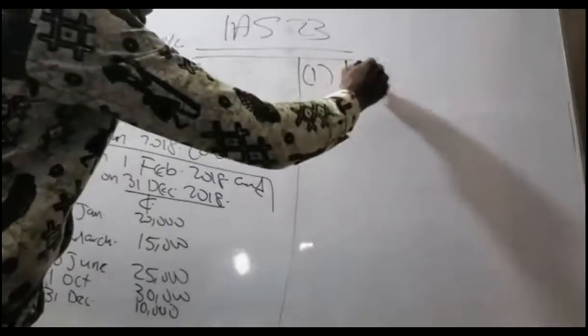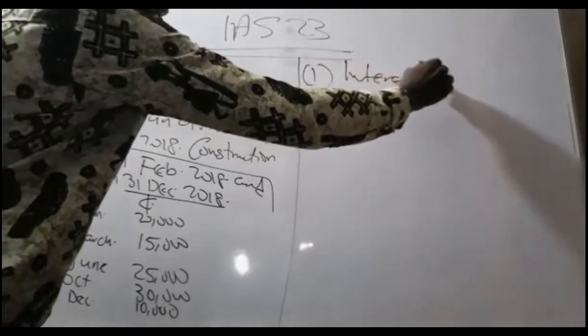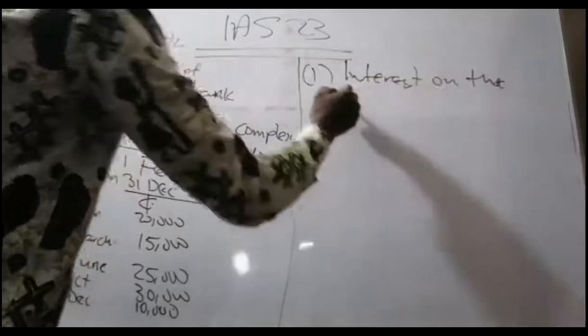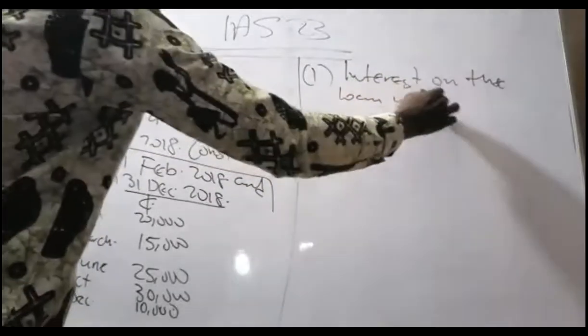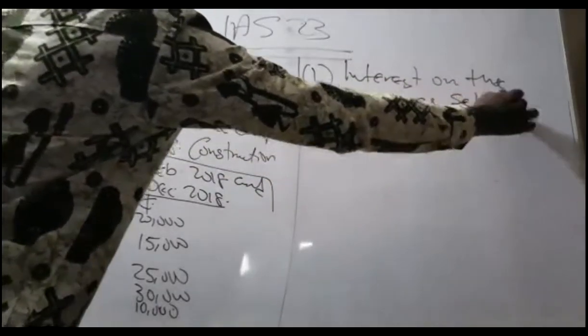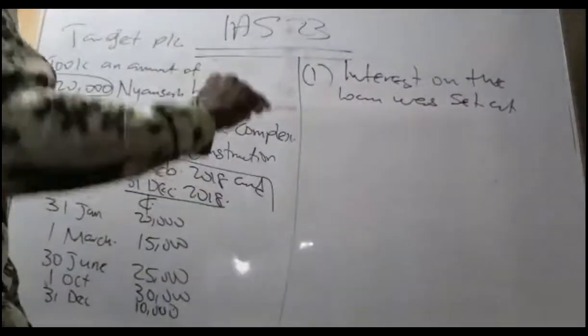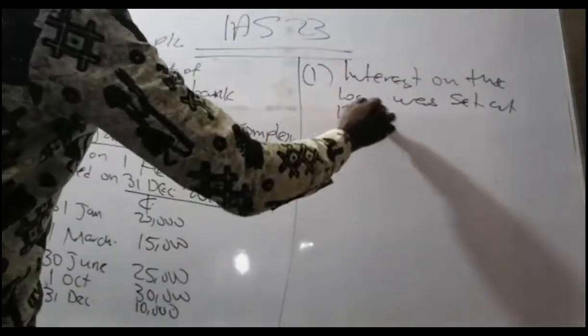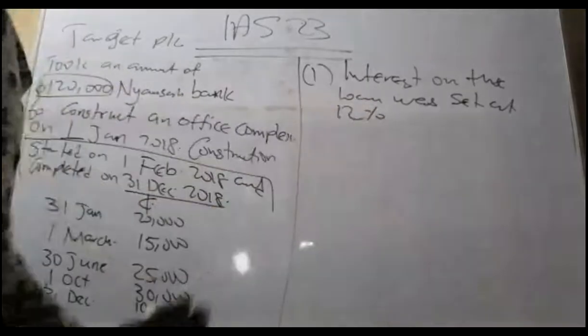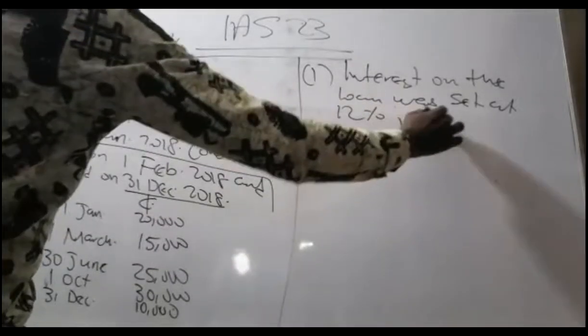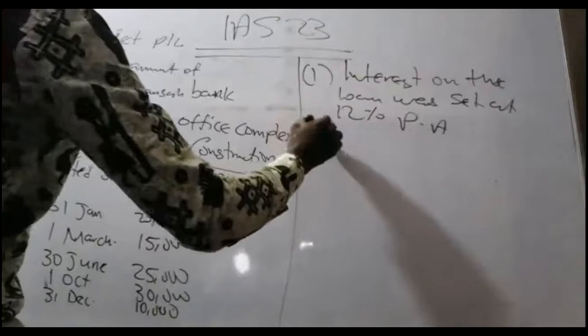The interest on the loan was set or pegged at 12%. When I write it like this, per annum, or unless if I do like this, it's also per annum.